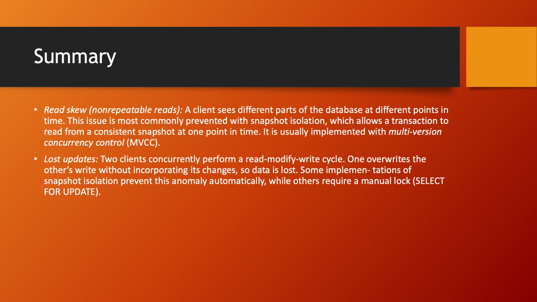Read skew, that is non-repeatable reads: a client sees different parts of the database at different points in time. This issue is most commonly prevented with snapshot isolation, which allows a transaction to read from a consistent snapshot at one point in time. It is usually implemented with multi-version concurrency control. Lost updates: two clients concurrently perform a read-modify-write cycle, and one overwrites the other's write without incorporating its changes, so data is lost. Some implementations of snapshot isolation prevent this anomaly automatically, while others require a manual lock, that is, select for update.